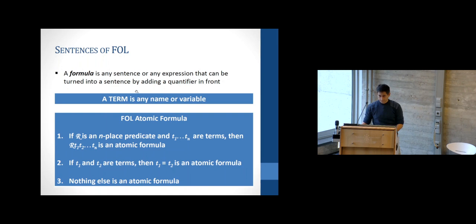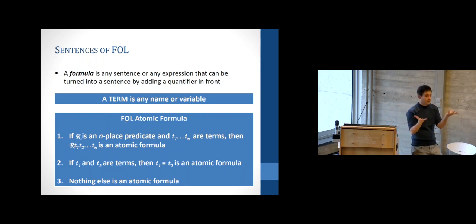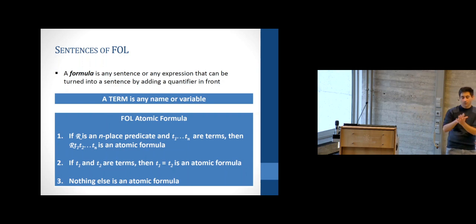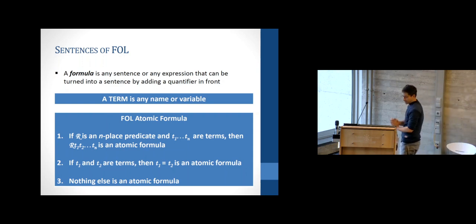A term is any name or variable. So for us, it's very easy. You either have something like a or something like x, a variable or a name, giving you a term. With the notion of a term, we can define the notion of an atomic formula in first order logic. I haven't told you what an atomic formula in first order logic is yet. You know what atoms are in TFL. So what are atoms in first order logic?